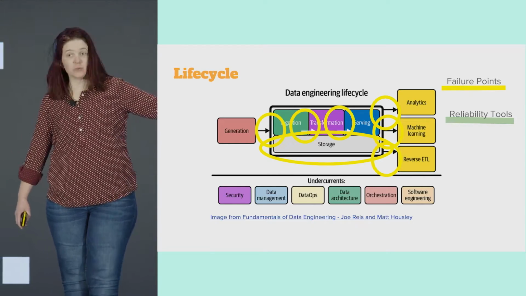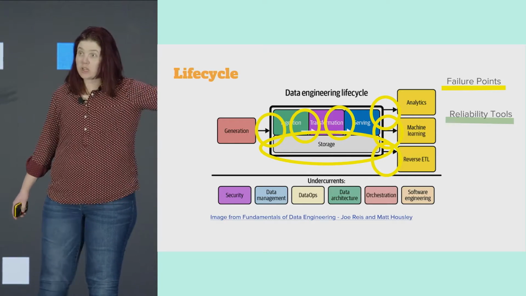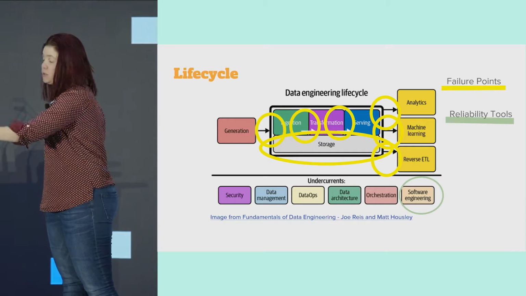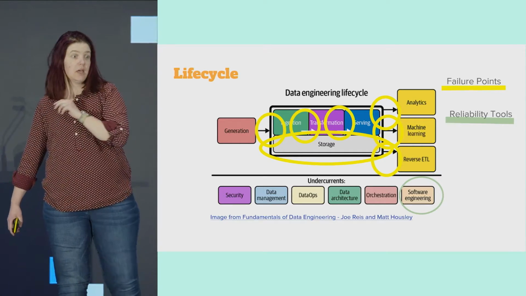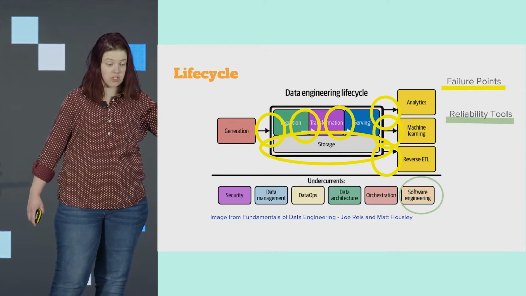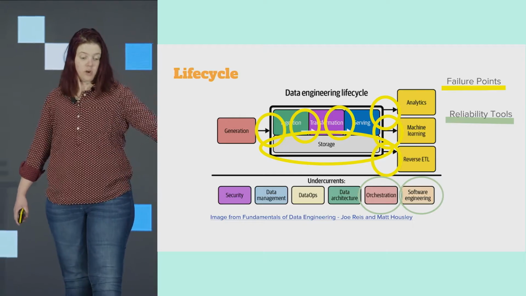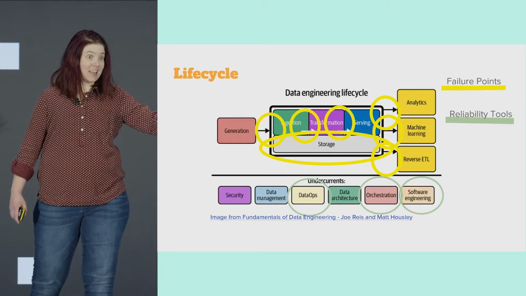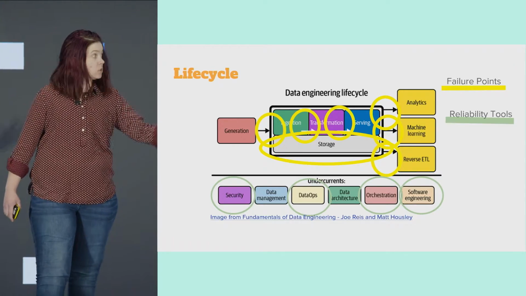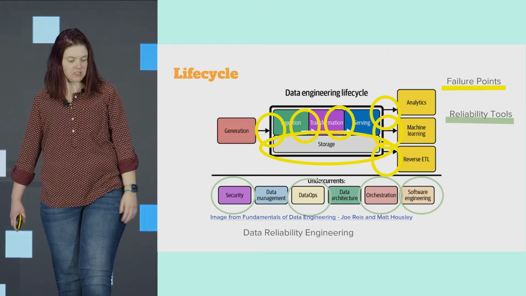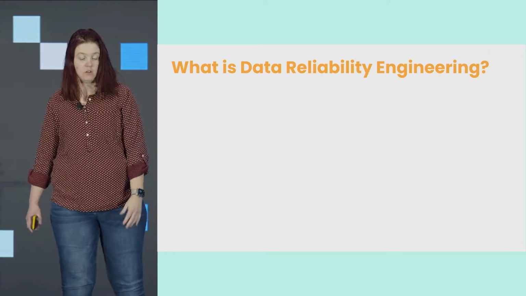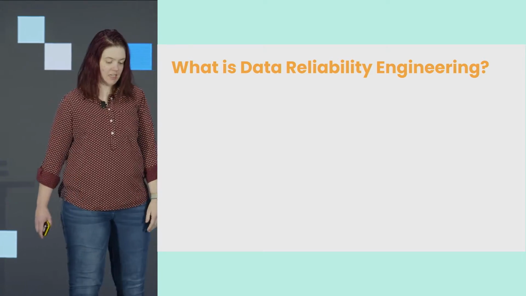But good news is we have tools for managing it, and these are those undercurrents, right? We have good software engineering practices. We can implement tools, leverage tools, build our own tools that make this system easier to react to, easier to manage, easier to monitor. We have orchestration tools. We have data ops tools. We have security tools. All of these tools will help us build a more reliable system. These tools combined are data reliability engineering. So let's go into data reliability engineering.